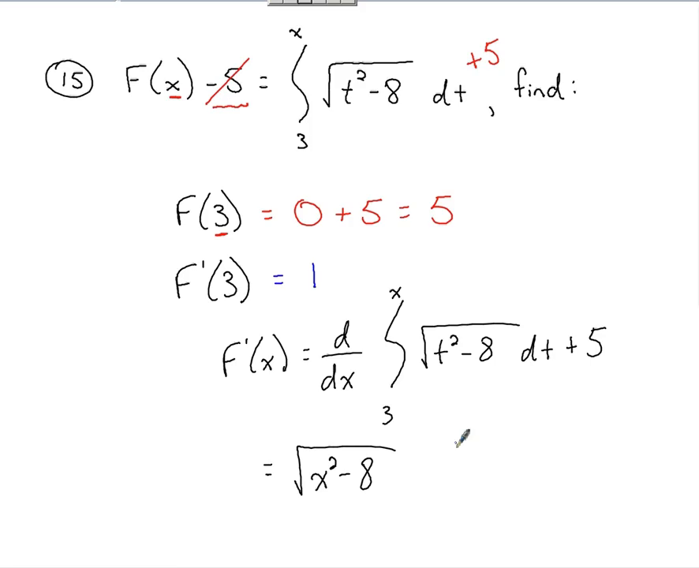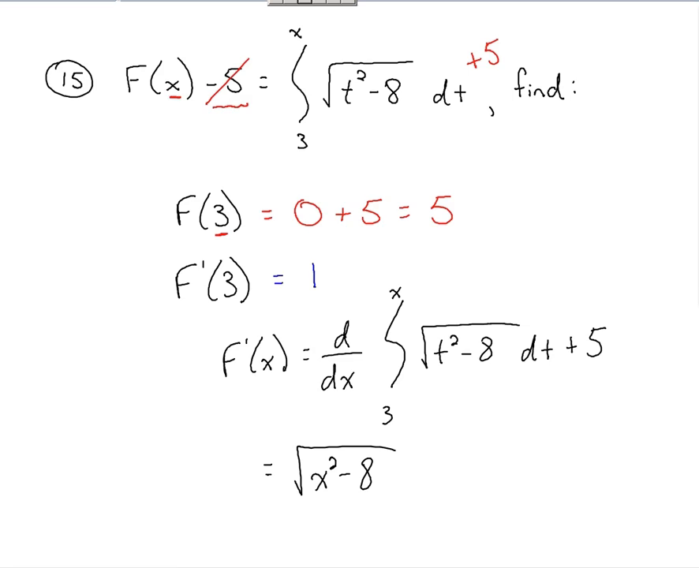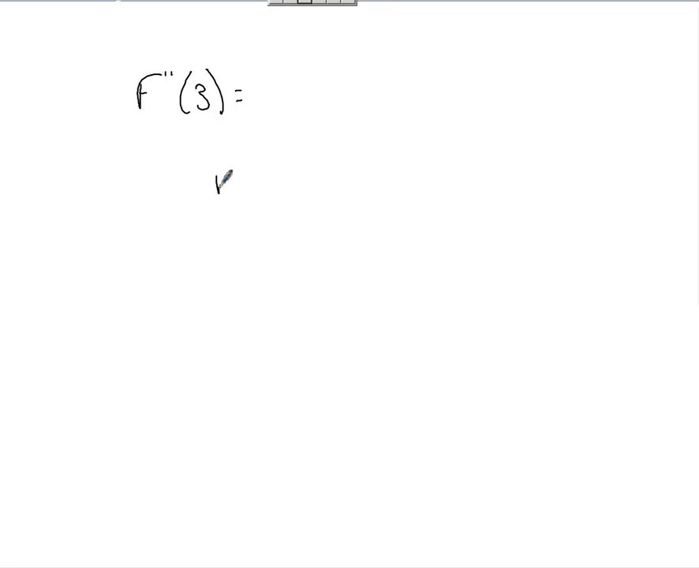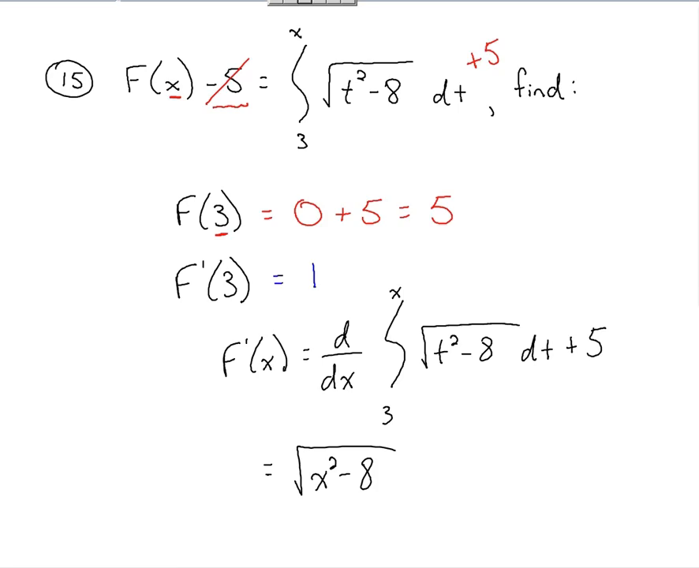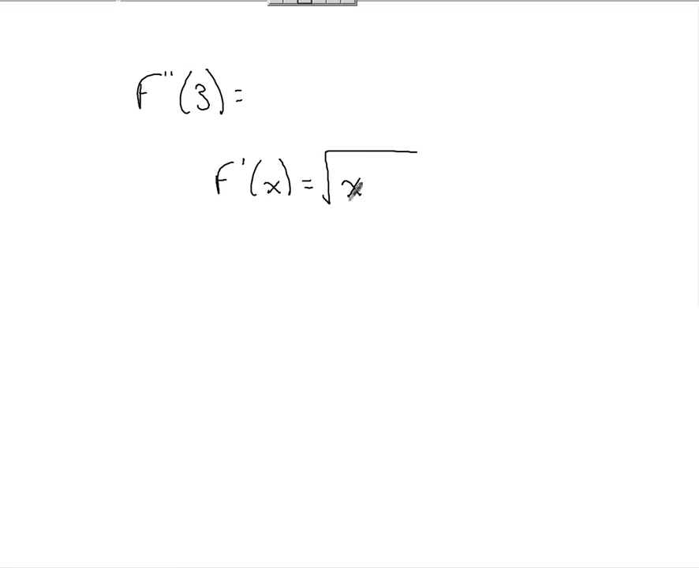All right, the last thing we're going to do for this problem is we're going to evaluate f double prime of 3. If we're going to evaluate f double prime of 3, we're going to have to take the derivative of the first derivative to get the second derivative. So here's the first derivative. Let me rewrite that over here. F prime of x equals the square root of, it was x squared minus 8. So that means the same thing as x squared minus 8 raised to the 1/2.